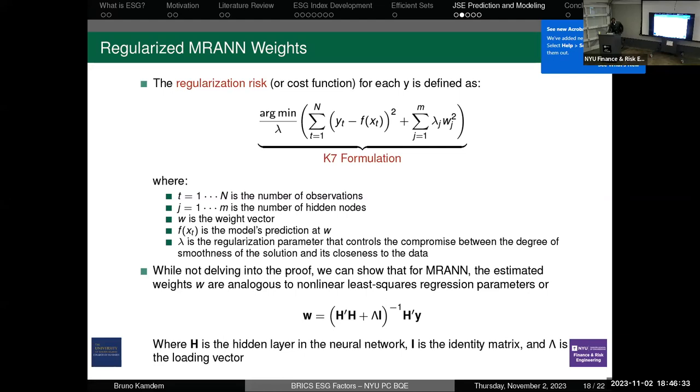We can successfully prove that for the multivariate radial basis function artificial neural network, the estimated weights are analogous to nonlinear least squares regression parameters, or this here, where W is the weight, H is the hidden layer, gamma is the loading factors, and I is the identity matrix, and then you take the transpose of that. It can be successfully shown. You can take a class called matrix analysis, mostly for those who do a master's in applied mathematics, where it's a required class. It's a pretty short proof, maybe three or four steps.